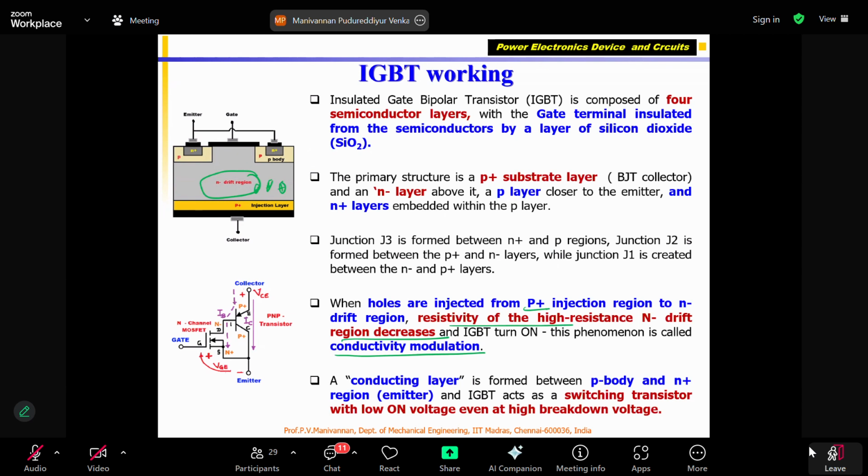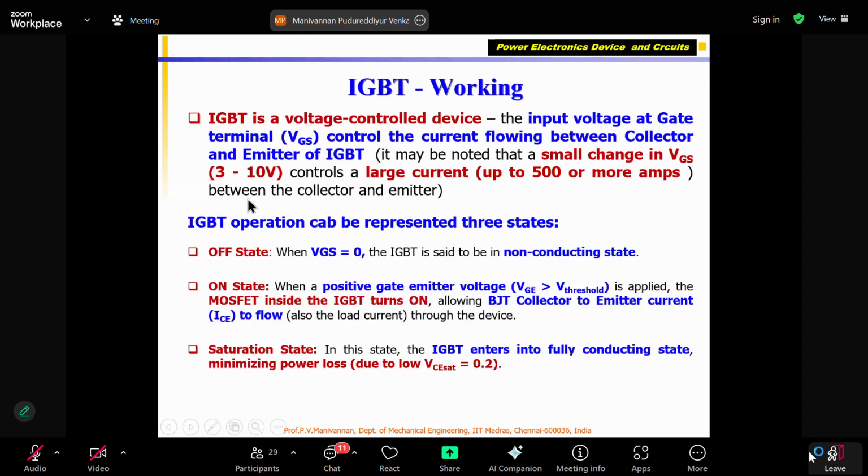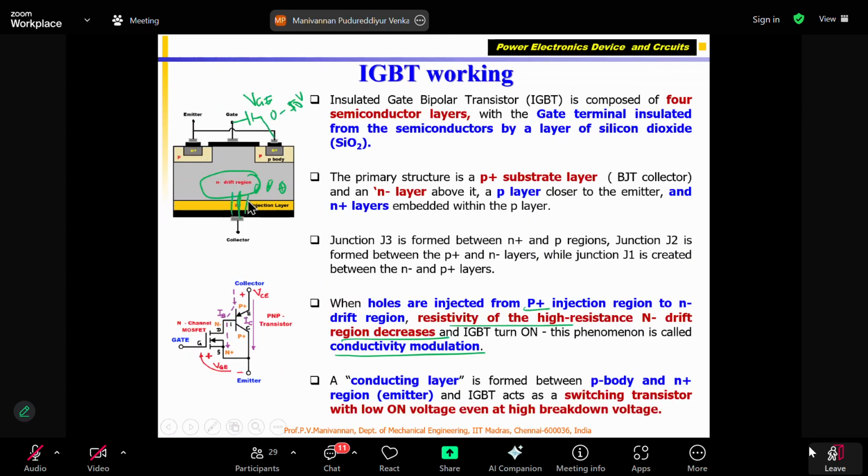How does the conductivity modulation happen? By varying my gate voltage, VGE. If I vary from 0 to 5 volts, for example, VGE may be 5 volts, it can be 10 volts. If I give 0, no conductivity. If I give 1, conductivity happens. The holes are injected. For example, 10 holes are injected. Now, if I give 2 volts, 10 holes. If I give 3 volts, 15. Like that. As I give 10 volts or 5 or whatever maximum allowed, more holes will enter, and conductivity increases. That's how it works.